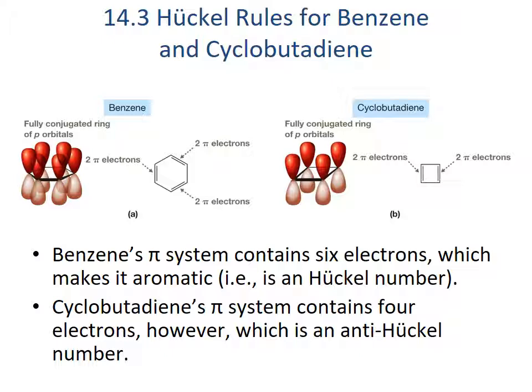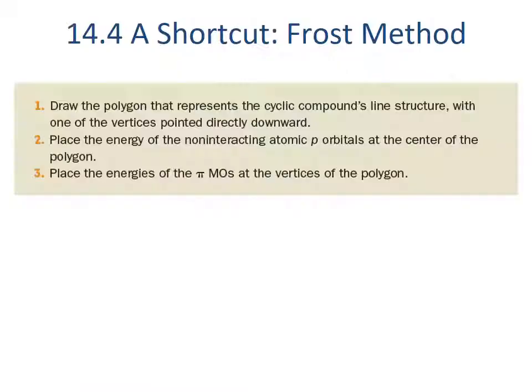Notice this fits for benzene and cyclobutadiene. Benzene has 6 electrons in the cyclic pi system and is aromatic. Cyclobutadiene has 4 electrons in the cyclic pi system and is anti-aromatic. If we want to get an idea of the relative energies of the pi molecular orbitals very quickly, we've already hinted at a method while we went through the benzene and cyclobutadiene examples.